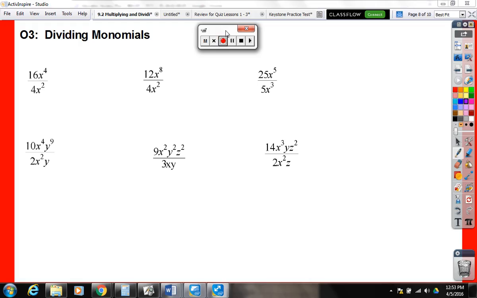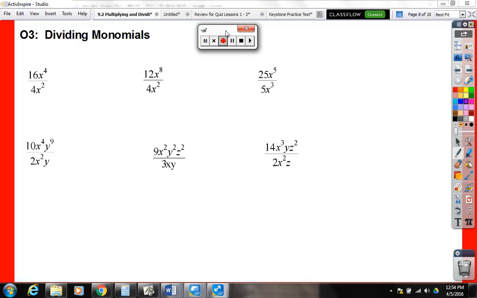Today we're going to divide them. This is just the reverse of multiplying. So before we multiplied the coefficients, we added the exponents. Now we are going to divide the coefficients and subtract the exponents.